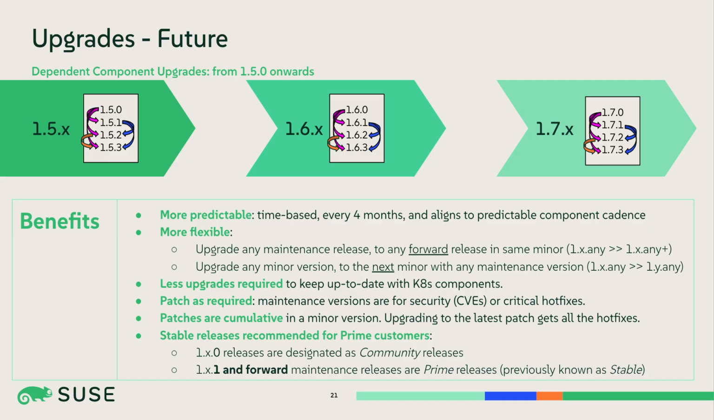We actually hold back, we used to call them stable versions. So it's the .1 and forward, we would call it stable. I think we're going to rename that to Prime, but it's basically, those are the ones that we recommend for our customers, because it's been through like, it's basically the first patch release afterwards. You know what I mean? So that's what we would generally recommend for our Prime customers.